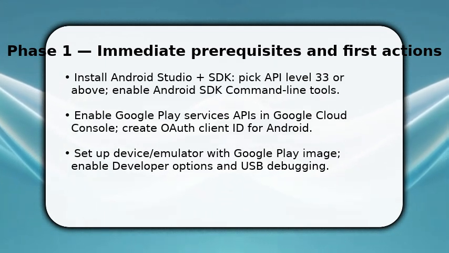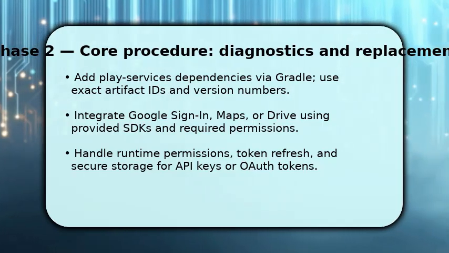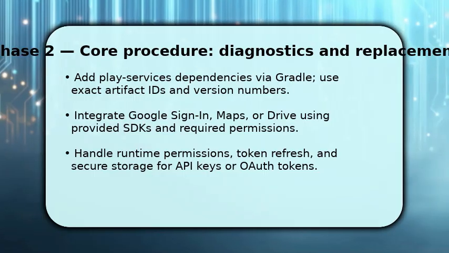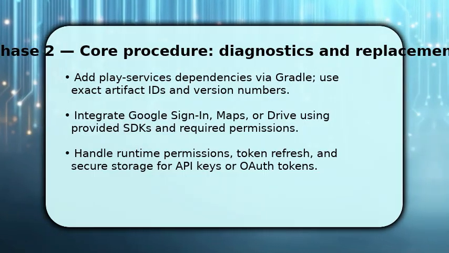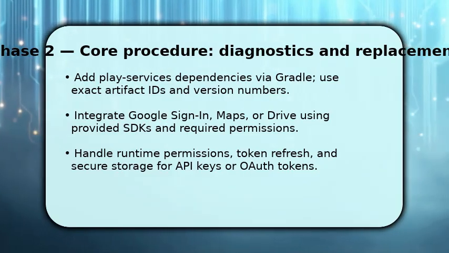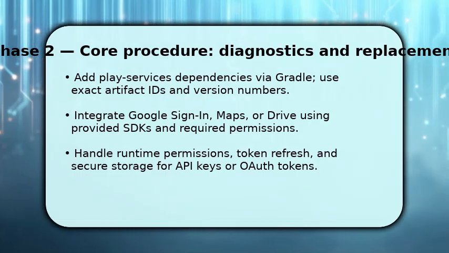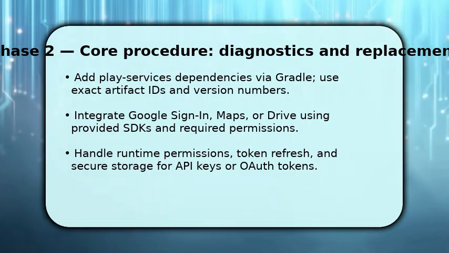Now implement the core integrations by adding precise Play Services dependencies in your Gradle files. Keep versions consistent across modules to avoid conflicts. Then wire up Google Sign-in, Maps, Drive, or other services using sample flows, register callbacks, request required permissions, and initialize clients in application onCreate.